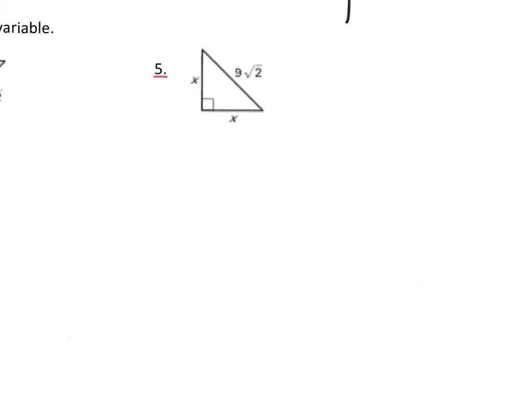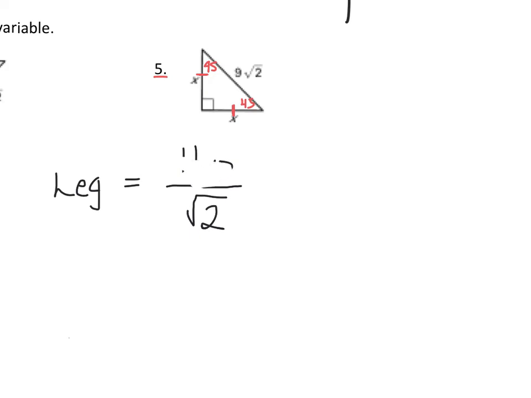Now it looks like for example 5, my two legs here are the same length, x and x, which means I'm dealing with the 45, 45, 90 triangle. Now this one's a little different than the previous example because I'm given the hypotenuse and I'm trying to figure out, well, what is the length of each leg? So remember what my equation was: take the hypotenuse, whatever it is, and divide it by radical 2.